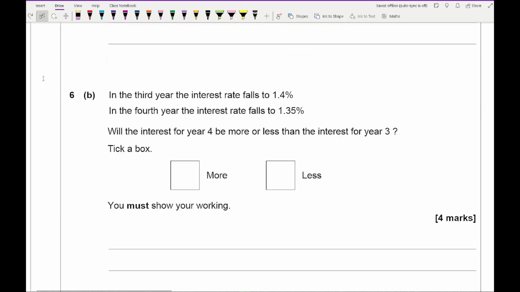Then for question 6b, it says in the third year the interest rate falls to 1.4%. In the fourth year the interest rate falls to 1.35%.